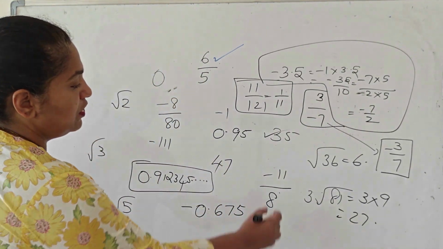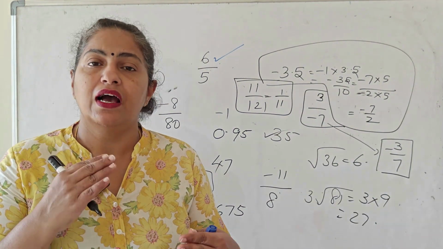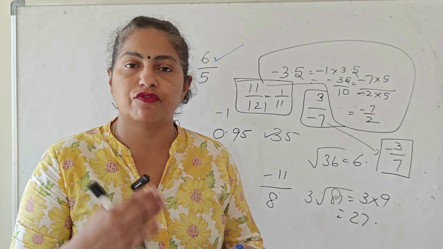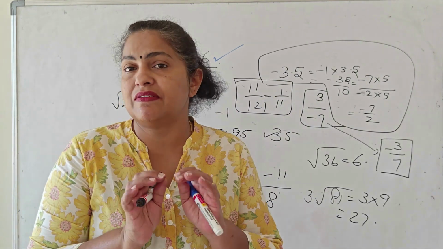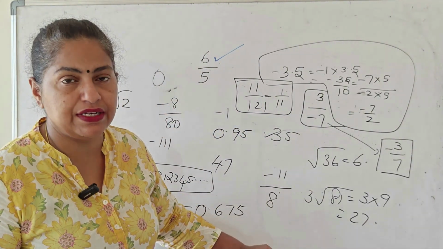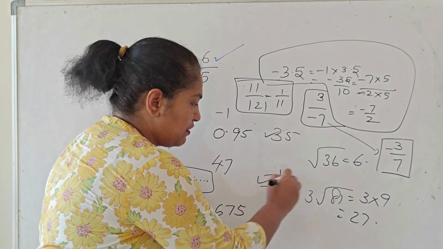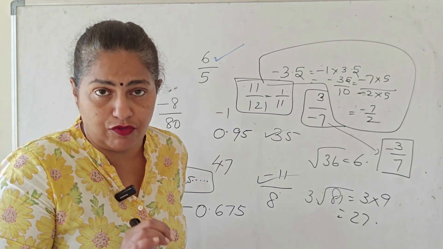Okay. Now minus 11 by 8, again very simple. Minus 11 and 8 are both integers. Therefore this is a rational number. Is it represented in the standard form? It is in the lowest form where there are no common factors and the negative sign is in the numerator. Therefore this is perfectly represented in the standard form.